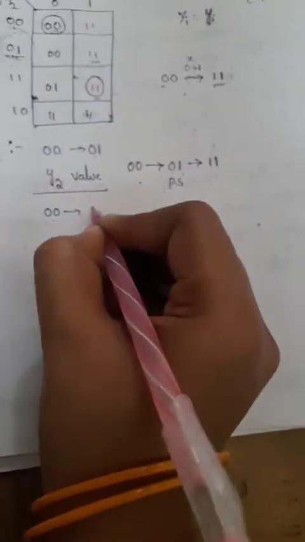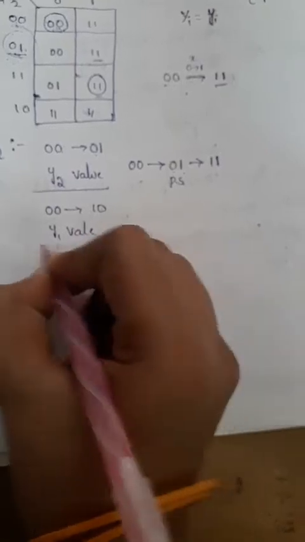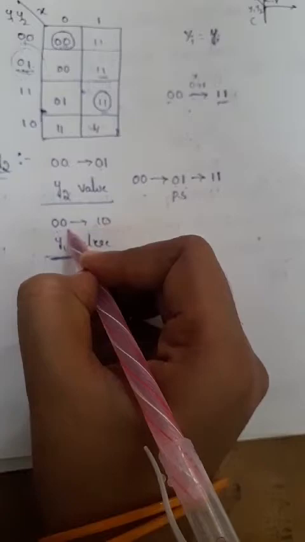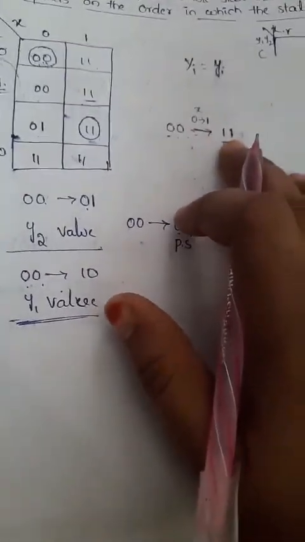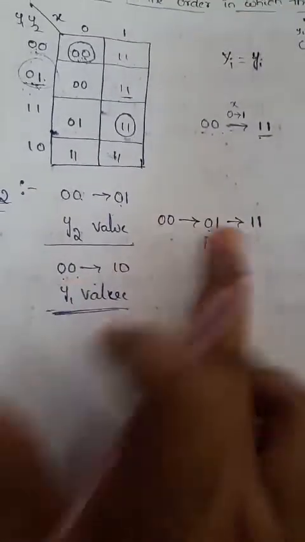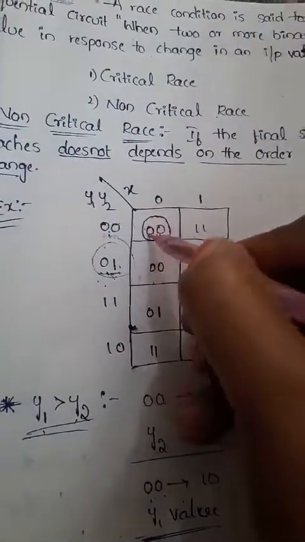Like this, if 0 0 changes to 1 0, that is, if the y1 value changes first. Okay, so y1 changes first and y2 stays as it is. I can change only one stable state here. Here directly we know if two states change, the possibility will give 1 1. So if 1 1 is reached, then we'll get the possibility like this, and another possibility is 0 0 changing to 1 0.